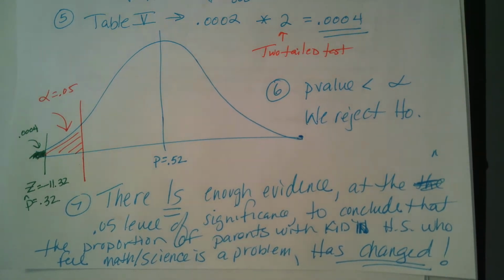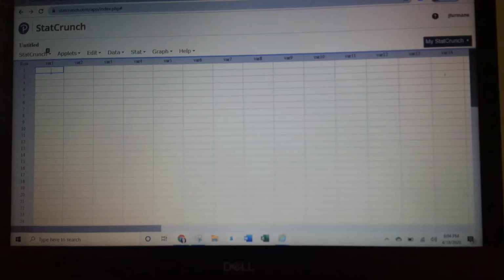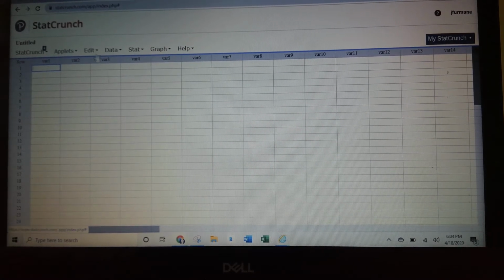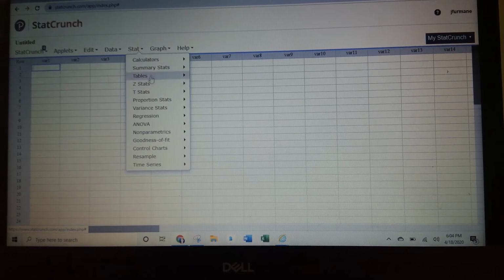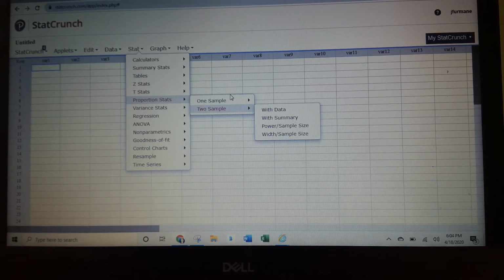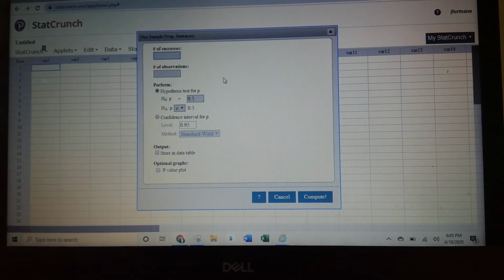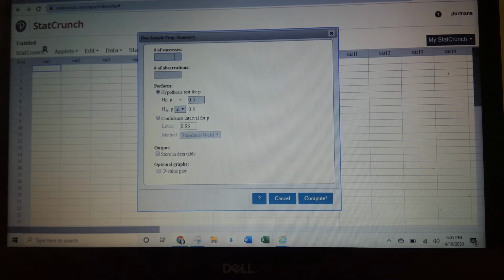So now I think would be a good time to show you how to do all of this in StatCrunch. Okay, so in StatCrunch, we're going to do the same hypothesis test of the math and science problem that we just finished. So the first thing we do, just like we did with confidence intervals, we go up to Stat, Proportion Stats for one sample with Summary. And you'll notice that the information is the same, but instead of selecting confidence interval, we're going to select the hypothesis test this time. So in this example, we had 256 out of 800 that agreed that math and science wasn't being taught enough in schools.